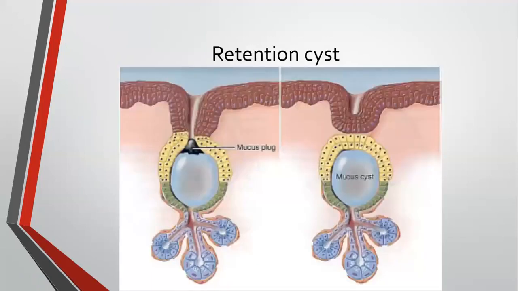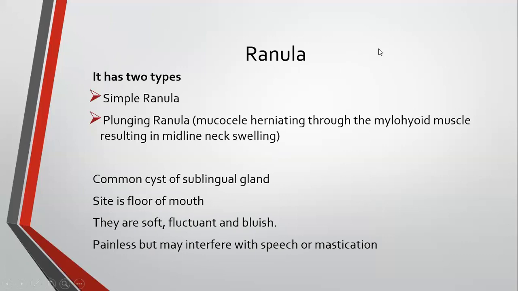So basically, this is a retention cyst. You can see there is a retention cyst here, and a mucus plug is being formed here. Now there is ranula. Ranula can be of two types: simple ranula and plunging ranula. This can come in your exam as well, an important MCQ. An examiner can ask you about it. What is plunging ranula? Basically, a mucocele herniating through the mylohyoid muscle, resulting in a midline neck swelling.